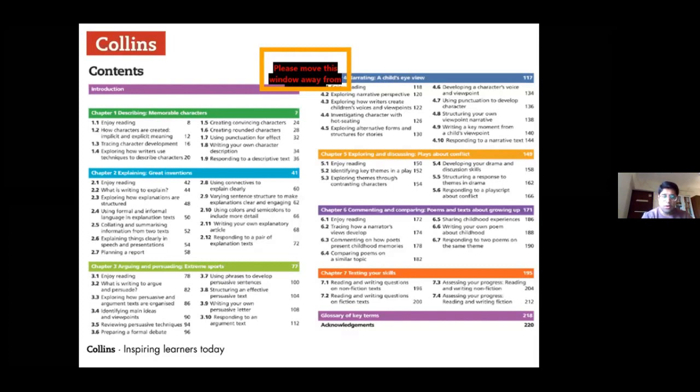If you again look at chapter 1 over here, I just caught sight of this amazing thing: using punctuation for effect, writing your own character description, exploring how writers use techniques to describe characters. They're so well collated over here. Writing to argue and persuade, writing your own persuasive letter. I know someone asked me the question, what are the styles for creative writing? You have it over here.